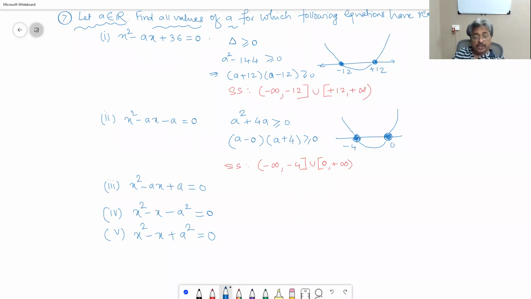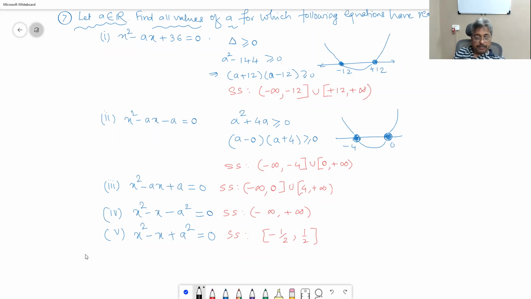Answers for these questions: solution set minus infinity to 0 closed, union 4 closed to plus infinity. Solution set for this is minus infinity to plus infinity. Every value of a is okay with us, because the discriminant is going to be always positive. Solution set for this is minus half comma half.